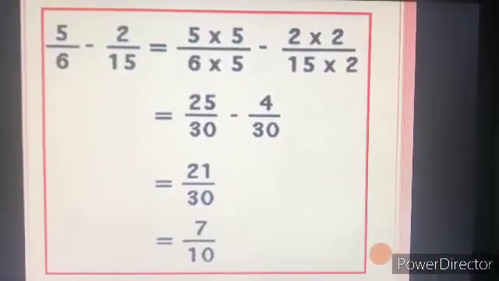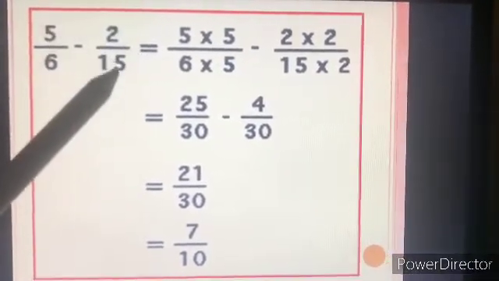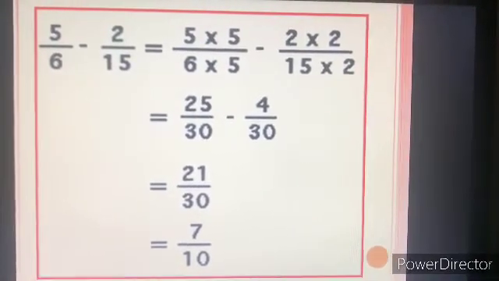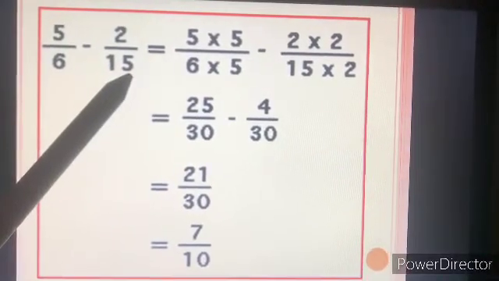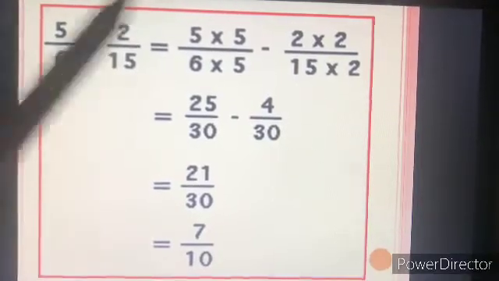See another example. We have 5 by 6 and 2 by 15. I will read the table of 6 and I will also read the table of 15. I found that 6 5s are 30 and 15 2s are 30.